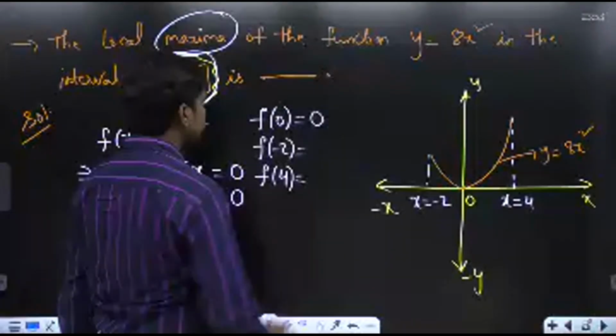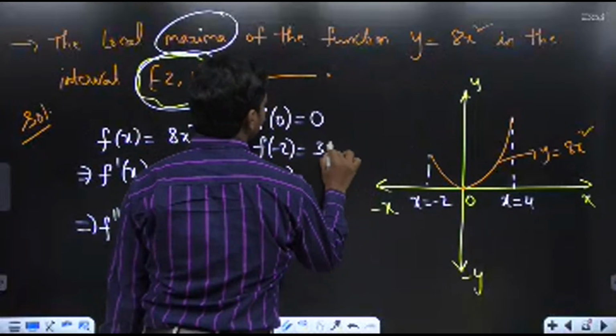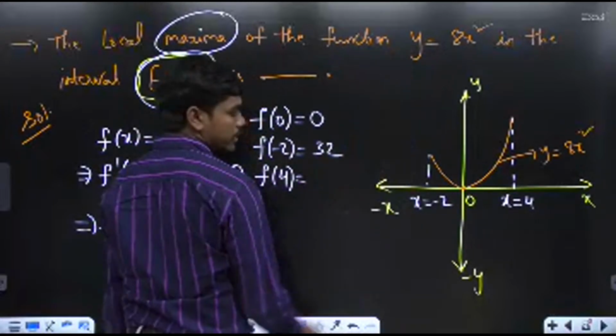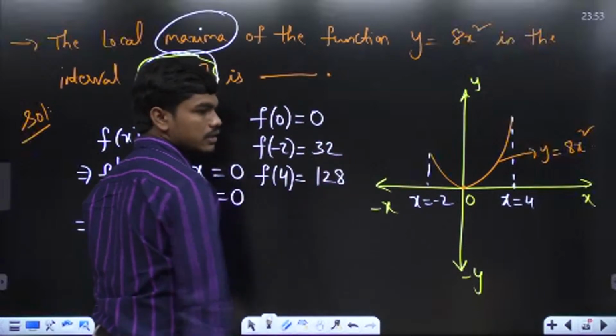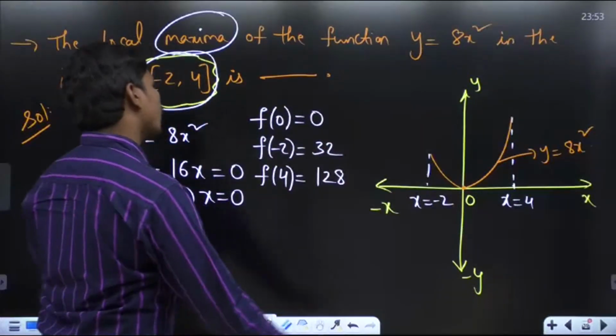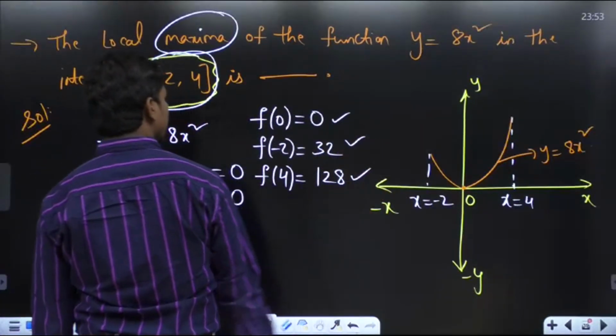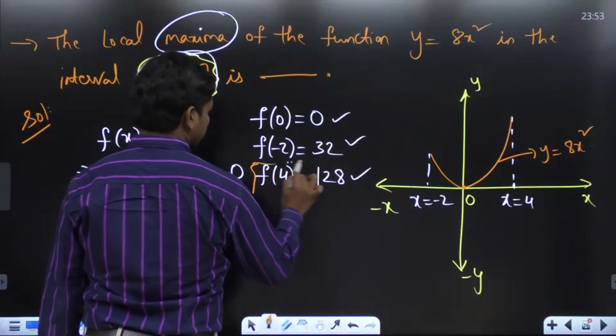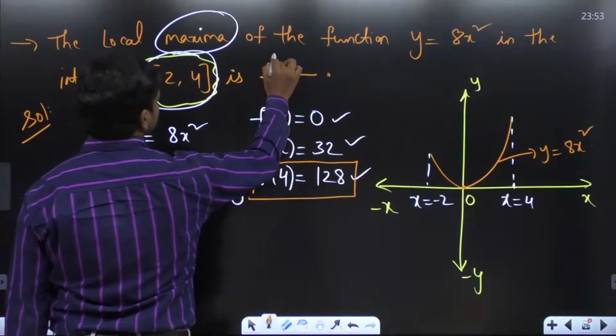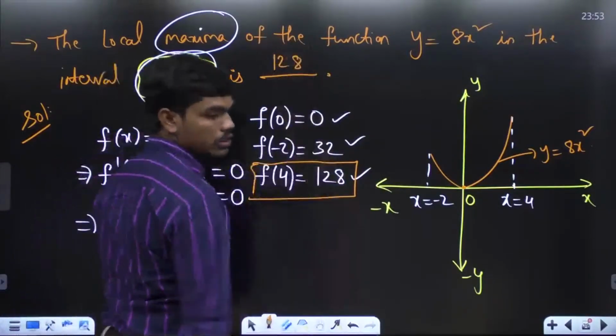Now, if you calculate f of minus 2, the answer is 32. F of 4: if you put 8 into 16, 6 8s are 48, and 128. Correct? 8 into 16 is 128. Now, out of these three values, which is the maximum value? This one. This is the maximum value. So the answer is 128. This is what you should write.